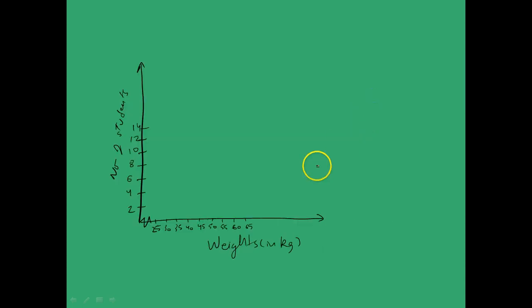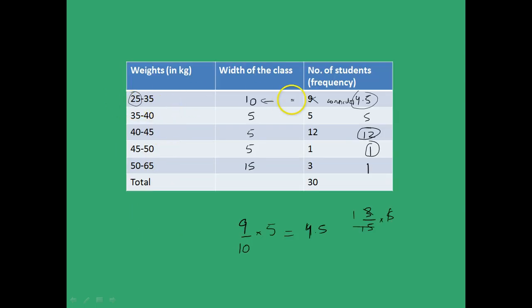So this should be 4.5. So that would be somewhere around here, because this would be 5 and so this would be 4.5. And so from 25 to 35 we have 4.5.